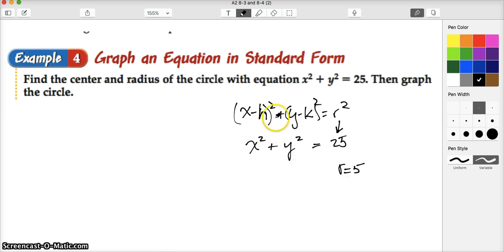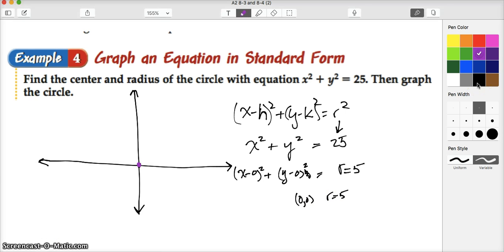But here it's like, well, what is h and what is k? You notice that x has nothing being subtracted and y has nothing being subtracted. And when we think about that, we're thinking about nothing as 0. So we can actually rewrite this equation in this way, which emphasizes the fact that h, k is (0, 0), or the center is at (0, 0), right? So we have a center at (0, 0) with a radius of 5.